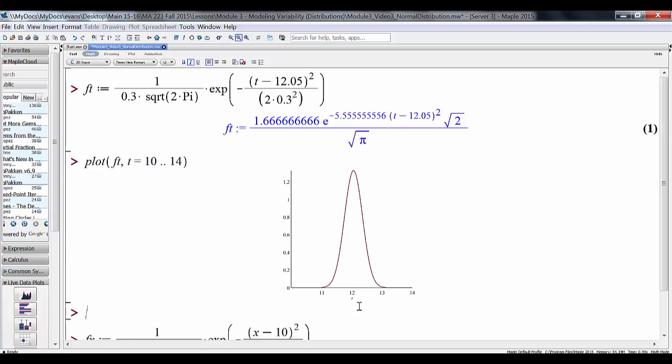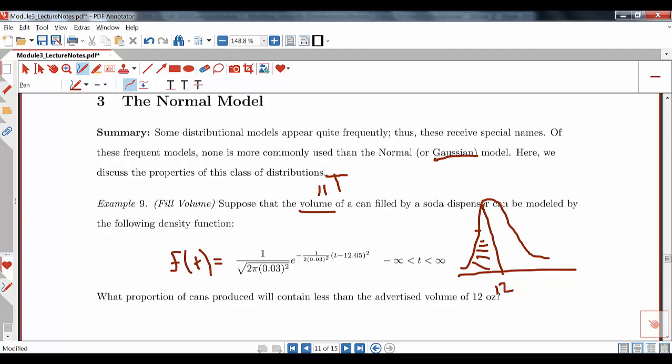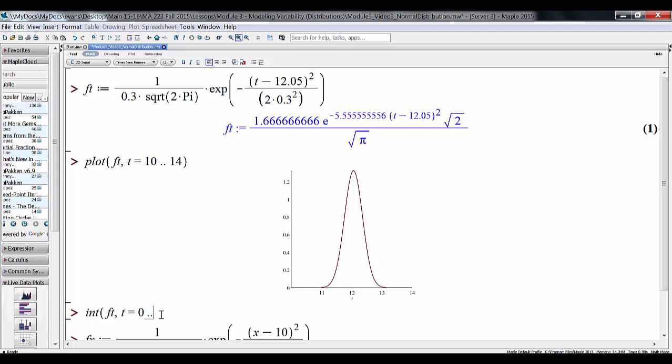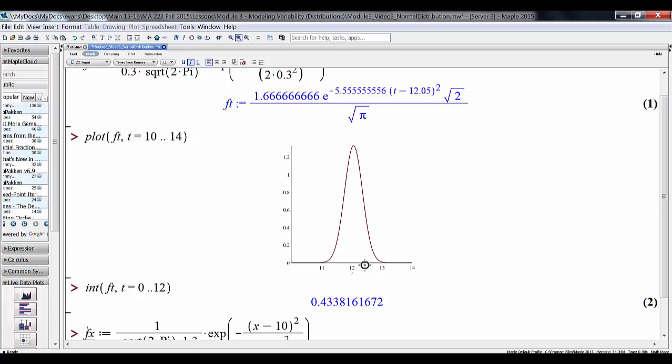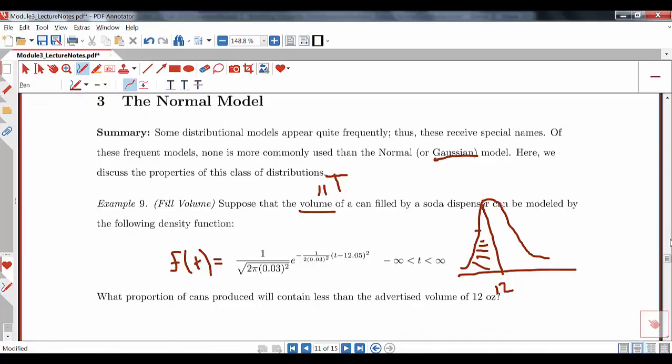And there's the graph, right? And you can see it's centered close to 12. And let's integrate f of t. I think we said less than 12. What's the probability that a can contains less than 12? So let's see, 0 to 12. And you might wonder why I'm putting 0, but it doesn't make sense to have a fill less than 0, and you can also see there's no probability over there. So I'm not really doing anything illegal. I'm thinking of the problem situation, and that's not going to happen. So I'm not worried about that.